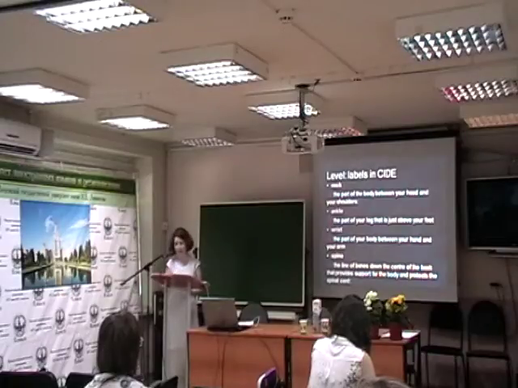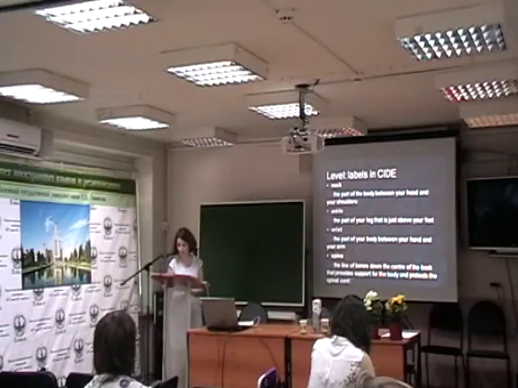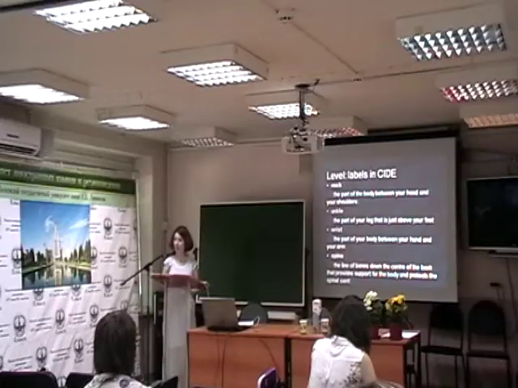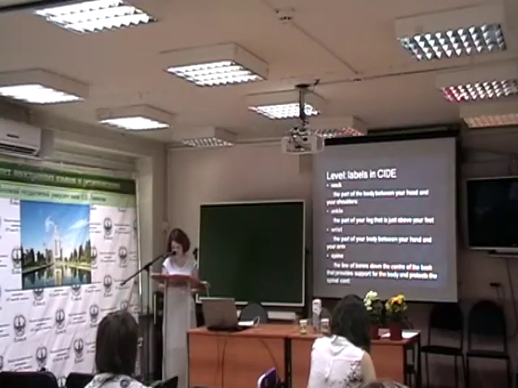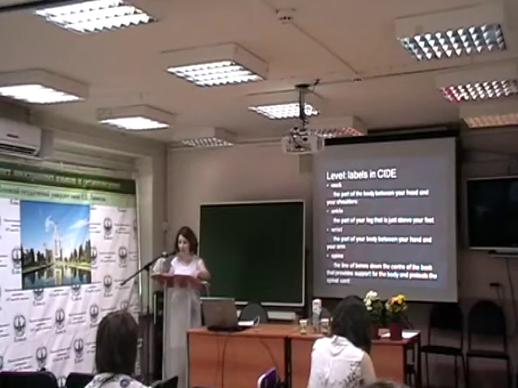So another way to show the level is labels. So for example, in Cambridge Advanced Learners Dictionary, we have a label of the level which precedes the definition. So for example, neck belongs to A2 level, ankle belongs to B1 level, wrist belongs to B2 level, spine belongs to C1 level, and so on.